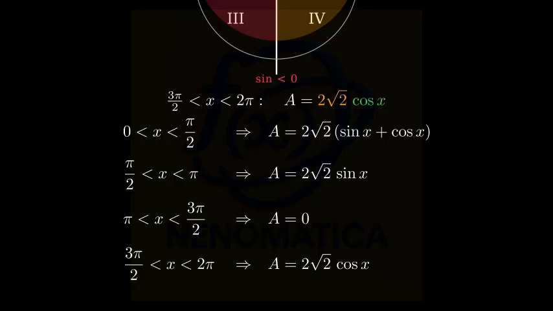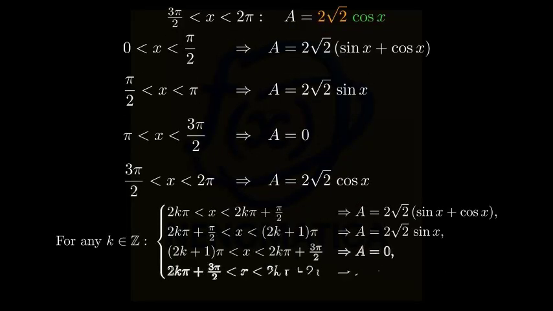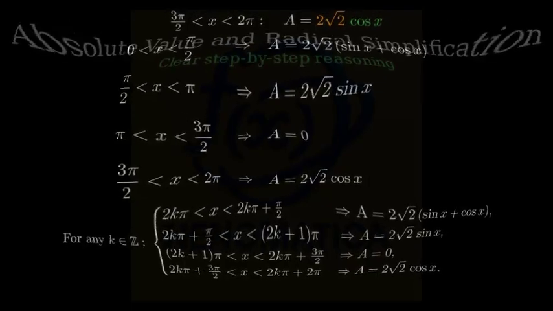Here is a clean summary. Using a 2k pi shift for any integer k, the same 4 formulas hold on the intervals 2k pi to 2k pi plus pi over 2, and so on. That is the finished simplified piecewise result.